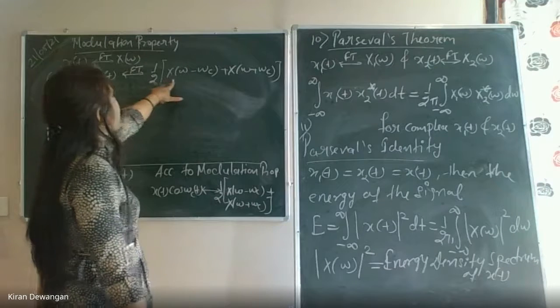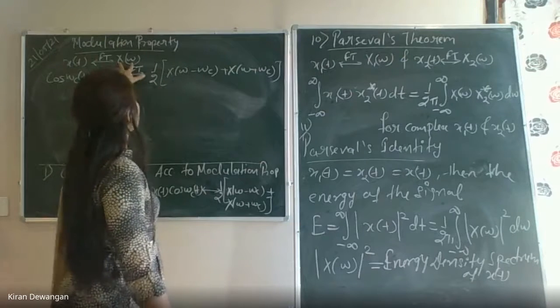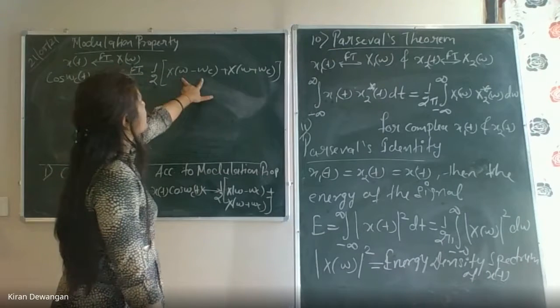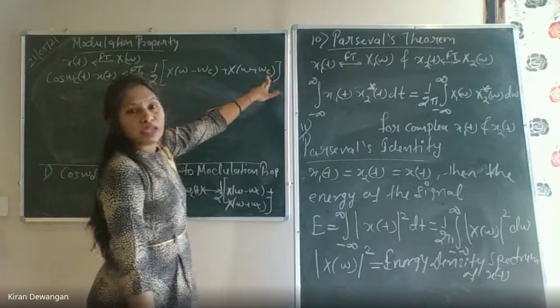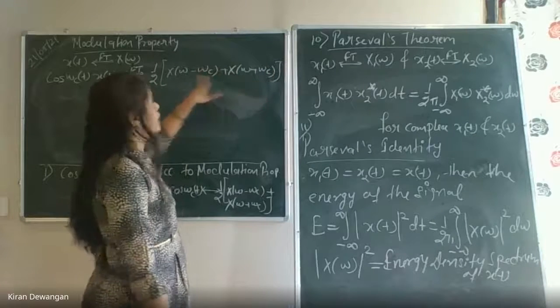1 by 2 X(omega minus omega_c). X(omega) is already here, in this we will subtract omega_c, plus X(omega plus omega_c). Now these two terms will get added, divided by 2.